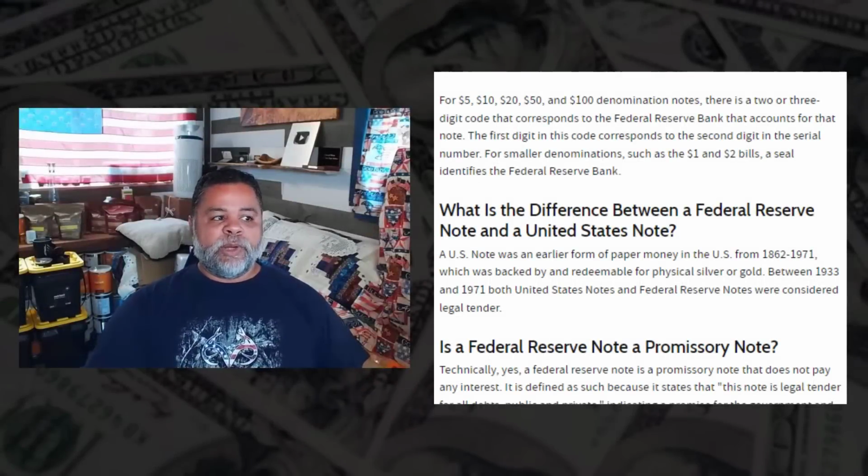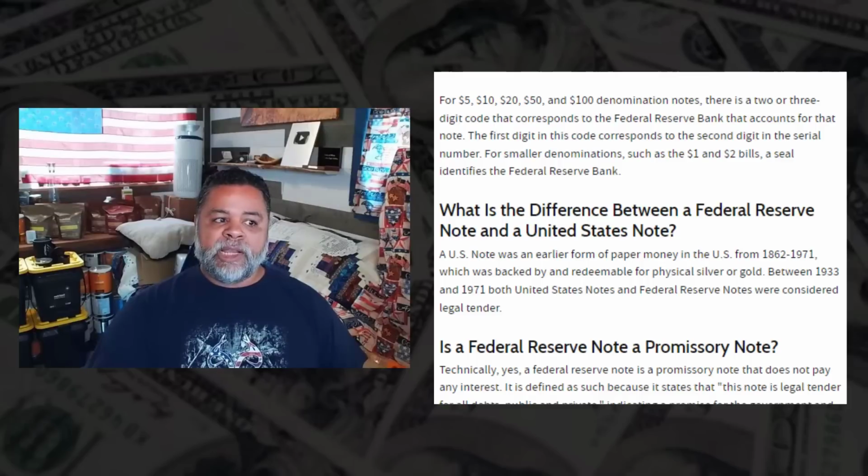What is the difference between a Federal Reserve note and a United States note? A United States note was an earlier form of paper money in the United States from 1862 to 1971, which was backed and redeemable for physical silver and gold. So that was actual currency. Currency is something that is backed by something of value.